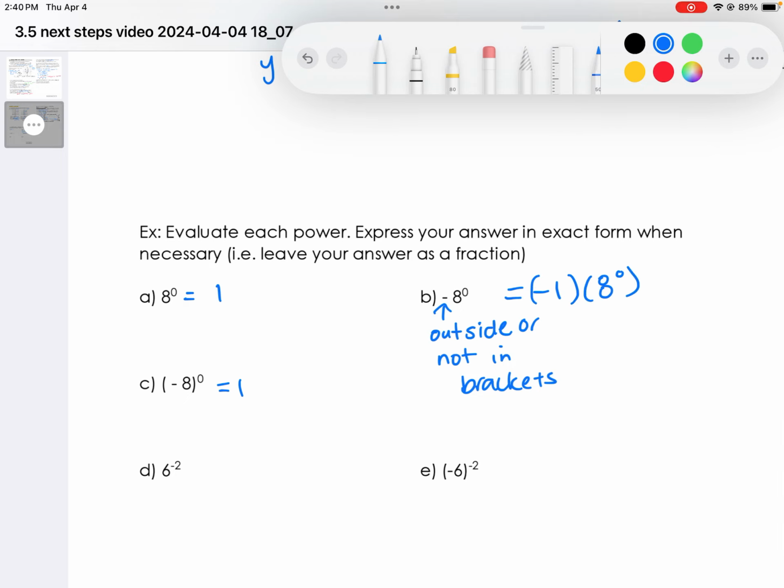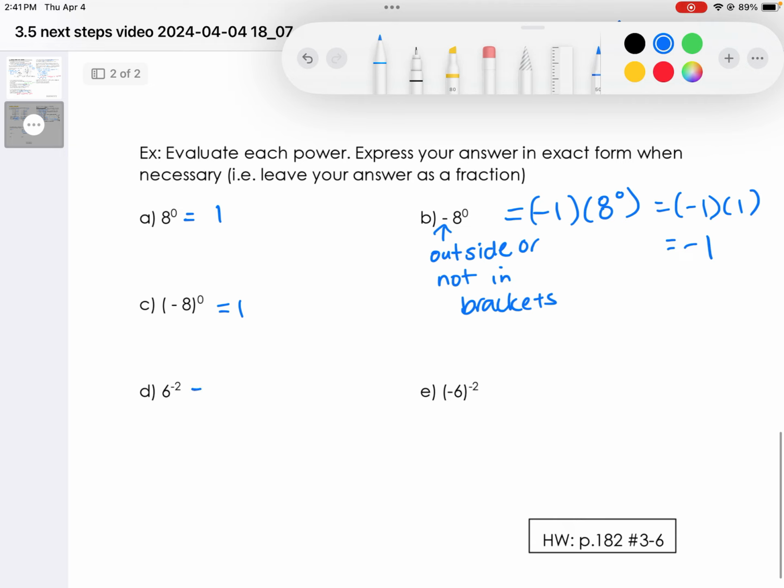So this is a tricky trickster question. So then it's going to be negative 1 times 1, which is negative 1. Okay, but still, the 8 to the power of 0 is still 1. Okay? When you get to questions like D, you're going to make it a fraction.